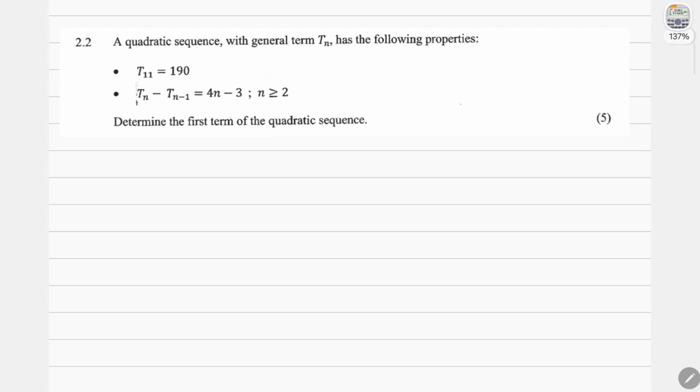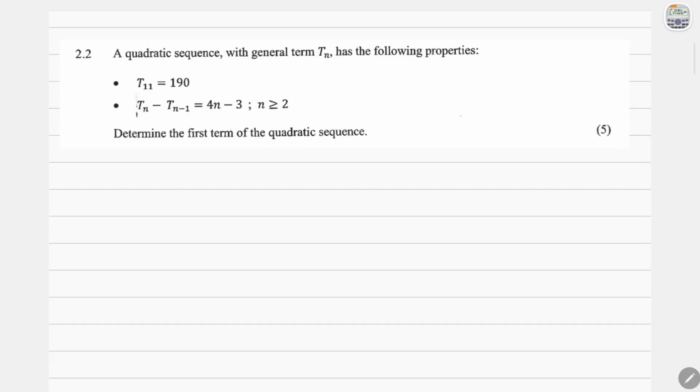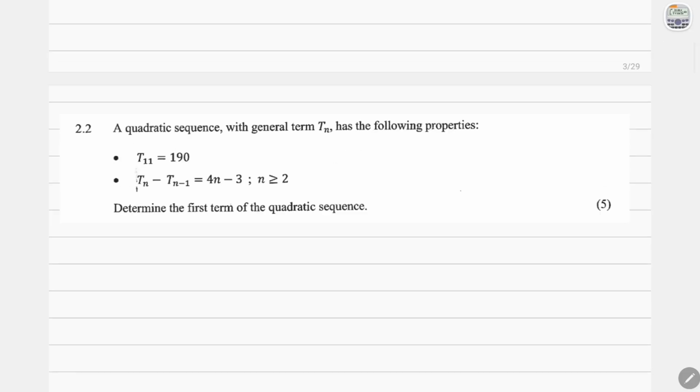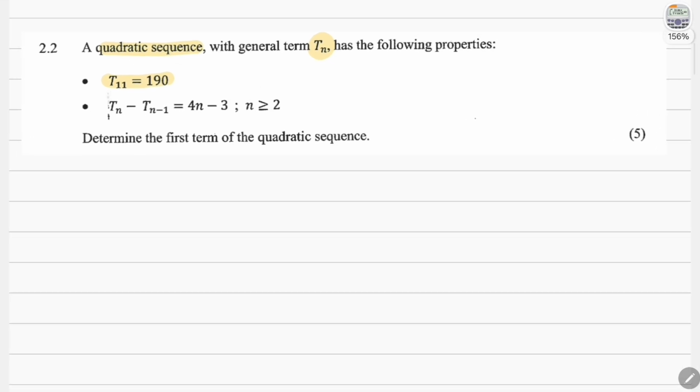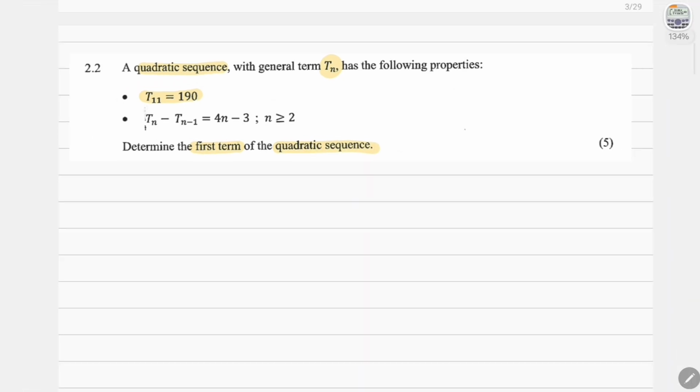Question 2.2 says a quadratic sequence with general term Tn has the following properties. Okay, so it has nothing to do with that one. So this is a quadratic sequence, a new sequence with the general term Tn has the following properties. Term 11 is equal to 190. So they've given us one complete term here. But then they say Tn minus Tn minus 1 is equal to 4n minus 3, where n is greater than or equal to 2. And they want us to determine the first term of the quadratic sequence.